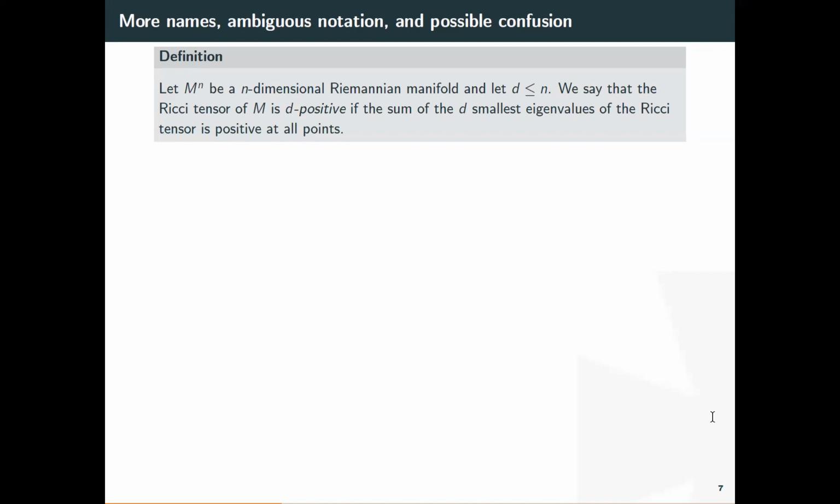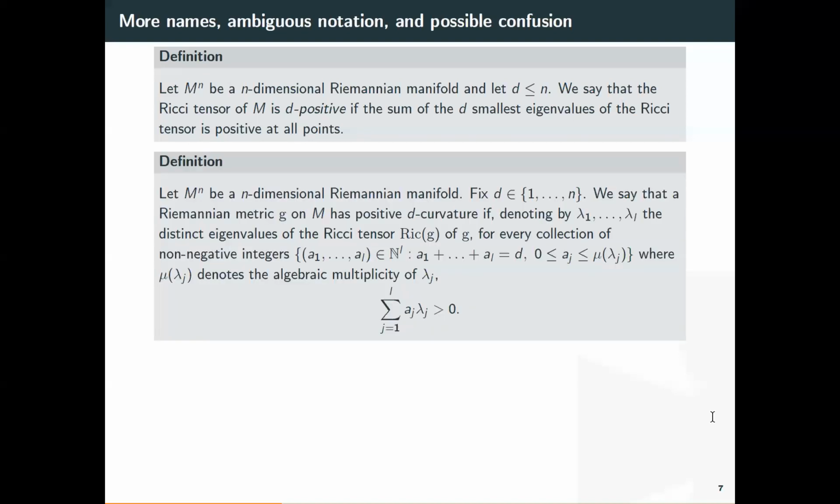You have a manifold that is n-dimensional, and you pick some d that is lesser or equal to the dimension of the manifold. We shall say that the Ricci tensor of M is D-positive if the sum of the D smallest eigenvalues of the Ricci tensor is positive at all points. Very natural. It's D-positive if for every point we take the D smallest eigenvalues of the Ricci tensor and the sum is positive. Let's make it a bit more complicated.